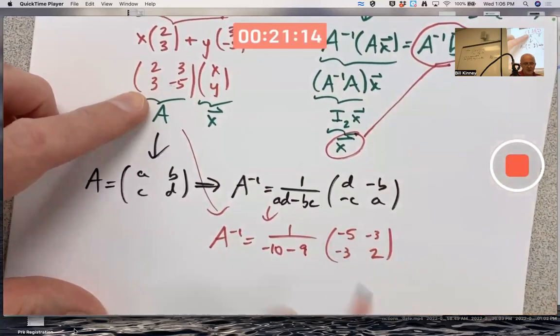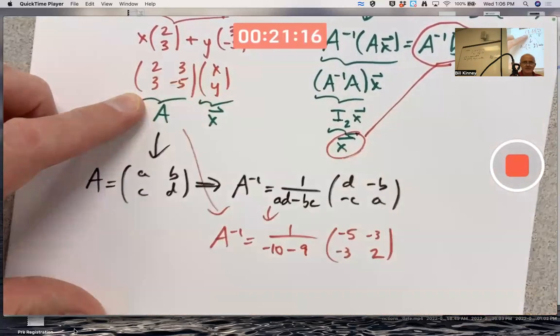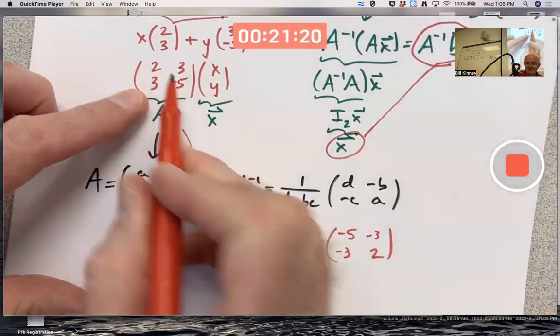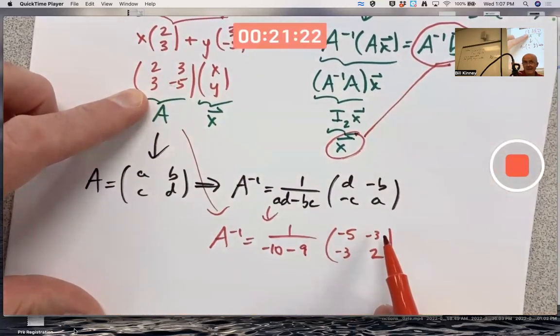If one of those numbers, the B or the C, in this spot or this spot were negative, then when I put it down here, it becomes positive, right? Negative of a negative is positive.